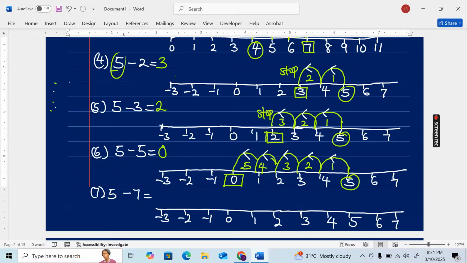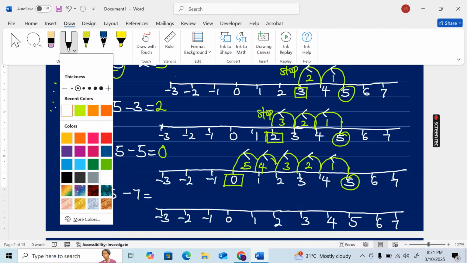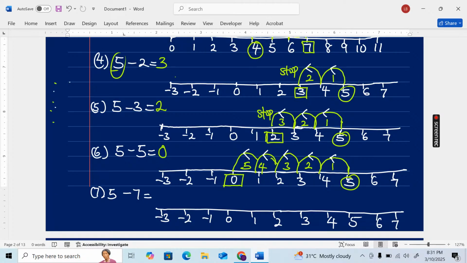5 minus 7. Go to your number line and locate the number 5, because that's the first number in the question. Here is the number 5. Place your pen on it. We are going to subtract 7, which means we'll be moving 7 steps to the left, not to the right. We are subtracting, so we move 7 steps to the left.